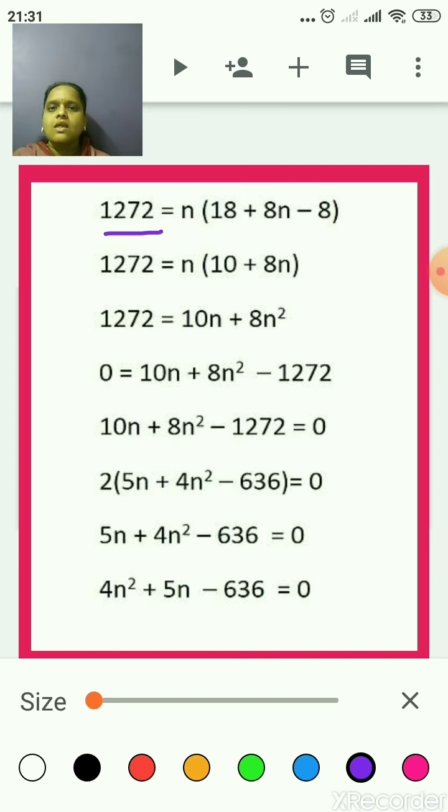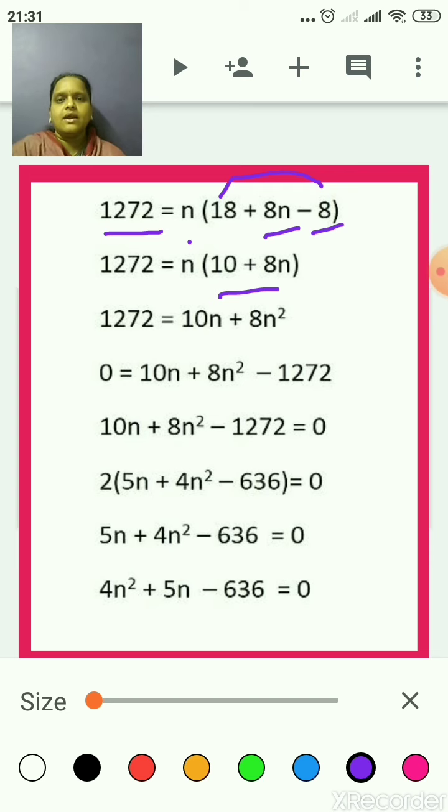Multiply by 1272, and simplify the bracket. 2 into 9 is 18. There it was (n minus 1) multiplied by 8, so you are getting here 8n minus 8. Is it correct? Simplify further this bracket, what will you get? That is 18 minus 8, which is nothing but 10.